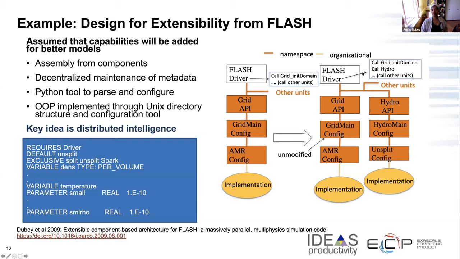And all of the other change happens transparently to the actual source code, because that is done through the configuration DSL that Flash has, called the setup script, which is where the meta information about what any of the code components need is encoded. This meta information is such as: these are the code units that it needs to work appropriately, this is the default, this is the other components that it won't work with, these are the state variables it needs to incorporate, etc. So this is a decentralized maintenance of metadata, which effectively allows the addition of an entirely new capability without having to significantly alter the existing code base. So this is the key idea: to distribute the intelligence, and that leads to an extensible code.